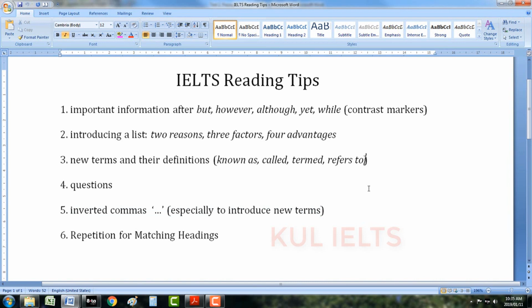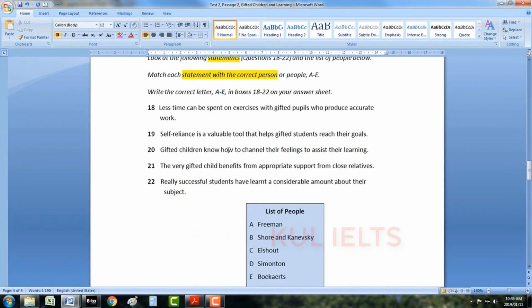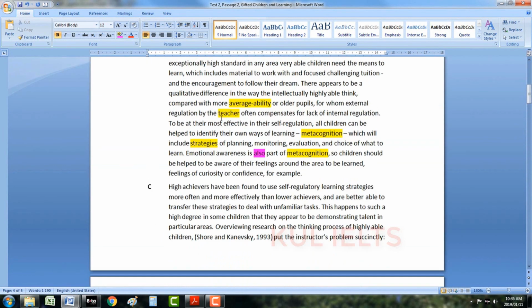I actually want to add something here. Also the punctuation. Punctuation to introduce new terms. Inverted commas, it's these things. And dashes. For example, let's look at that metacognition. Metacognition, they introduced a new term and they put it in between dashes. They didn't say known as, referred to. They just put it in between these two dashes. It's another way of introducing a new term.